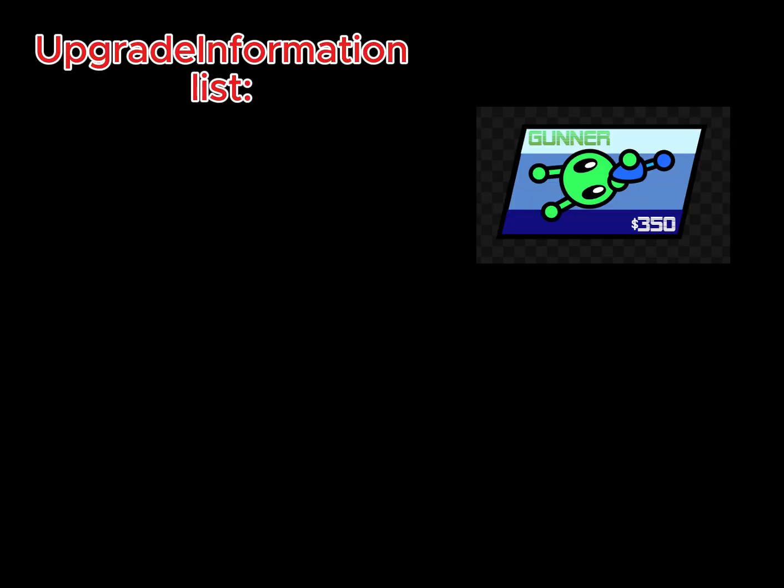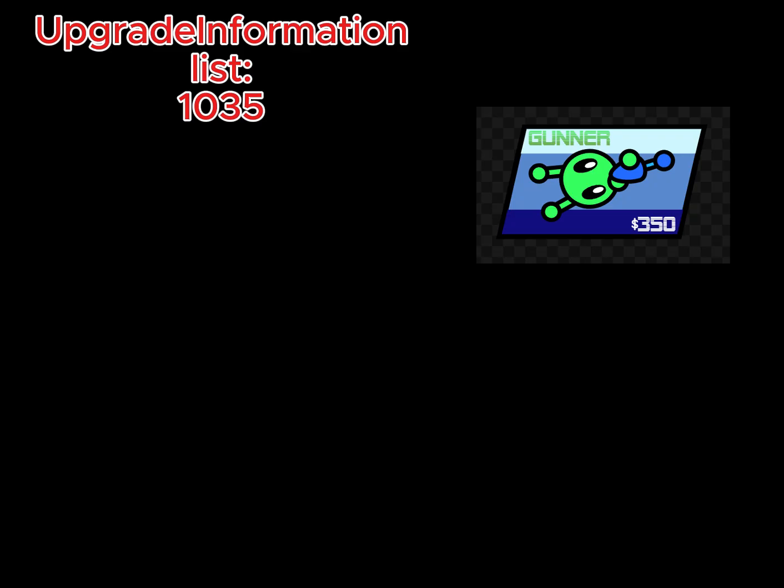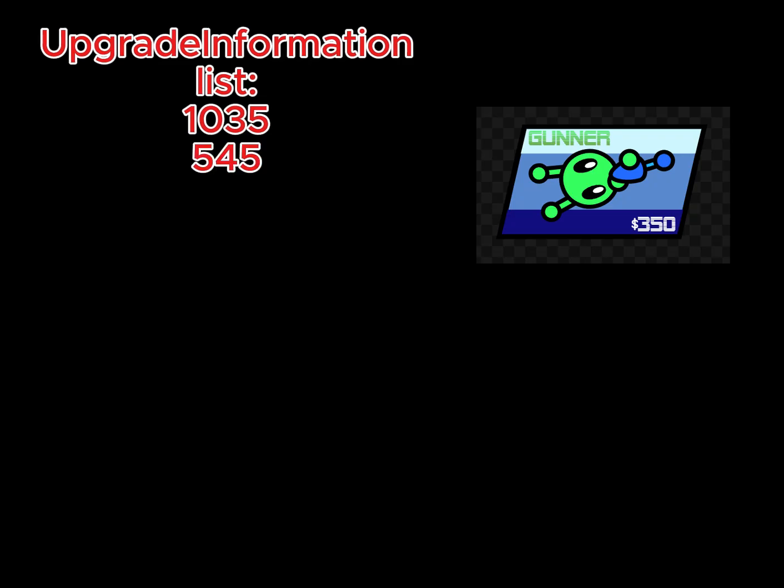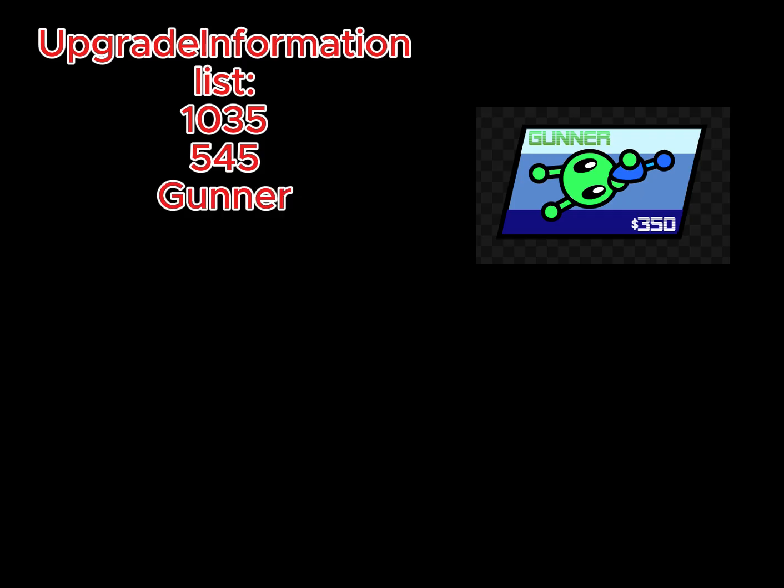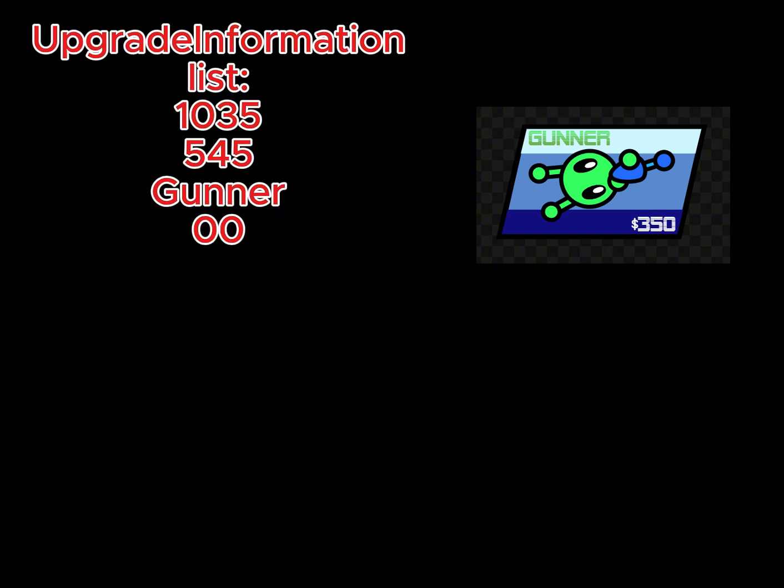I then made it so that when a tower is clicked, it replaces item 1 of upgrade information with its X position, item 2 of upgrade information with its Y position, item 3 of upgrade information with its tower name, and item 4 of upgrade information with item 1 of its tier and item 2 of its tier. So tier 2-0.